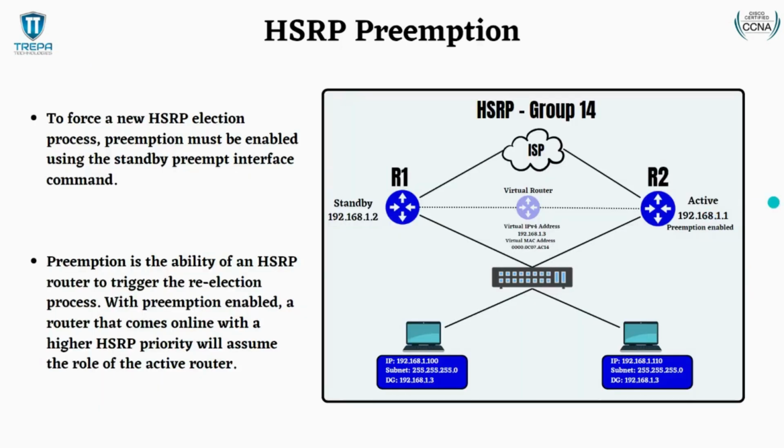And then let's go over preemption. So with preemption enabled, we can always ensure that if this active router is online, that it will always be the active router, even in the case of failover, right? So really the preemption is the ability of an HSRP active router to trigger the re-election process, even when it goes down and comes back up.